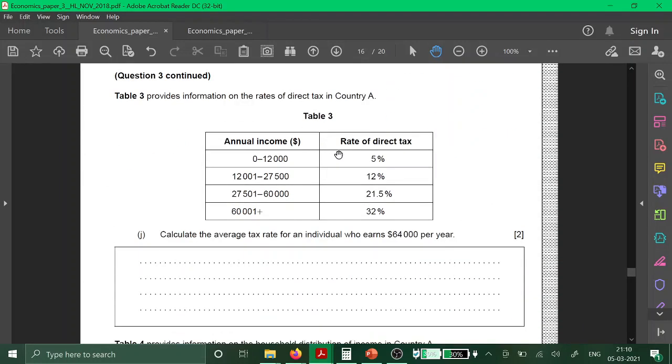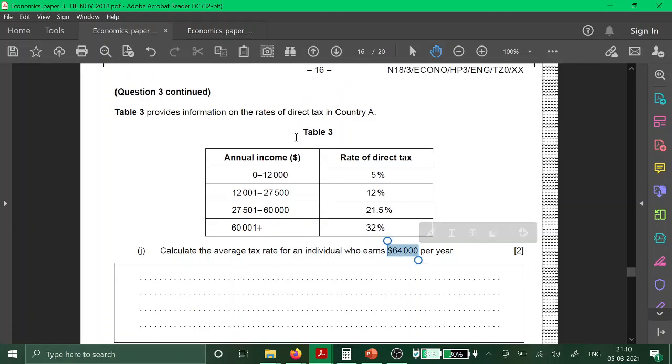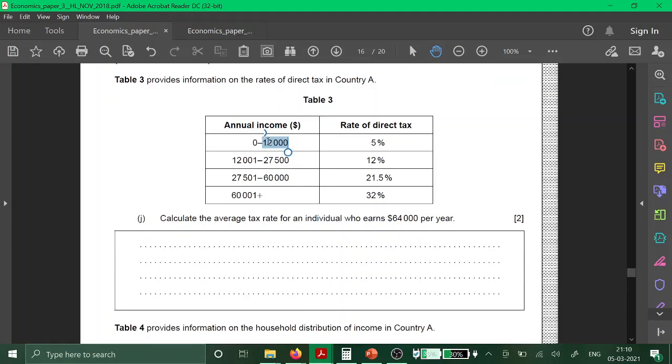Here we are going to find out the average tax rate for an individual who is earning $64,000 per year. This is easy. Just take this 12,000 and the rate of tax here, plus the difference between these two slabs times the rate of tax, then this slab's difference in income times this one. It's asking for $64,000, which is above 60,000, so it's the difference of $4,000, and you apply 32%.